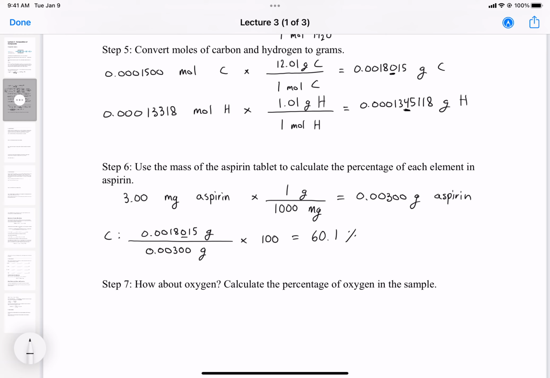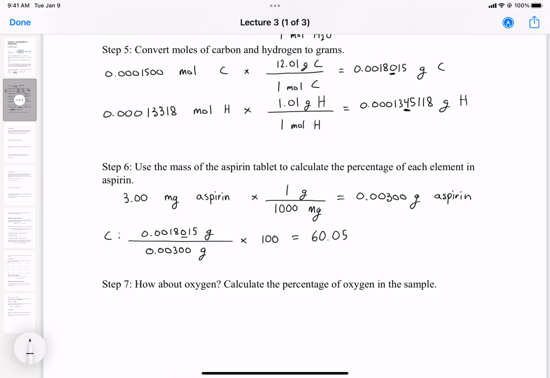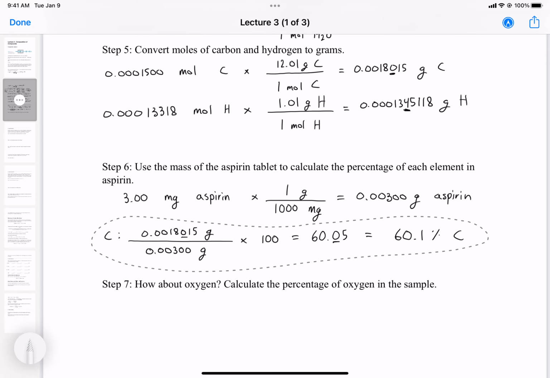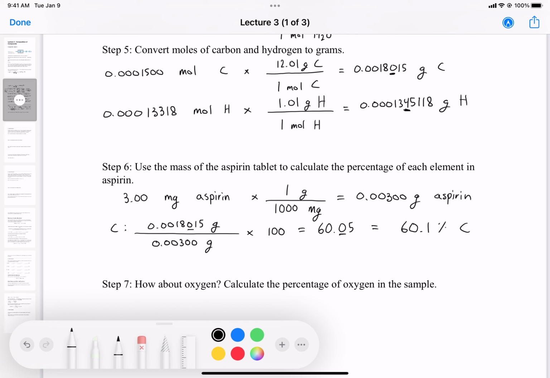Let's just write 0.1 for 3 sig figs. Okay, so let's write out maybe the whole number first. So the whole number is 60.05, but we want to round to this third digit here, so we're going to write 60.1% carbon. Okay. So now let's scoot this up a bit so I have room to calculate hydrogen's percentage.